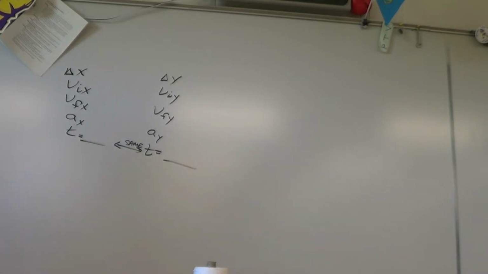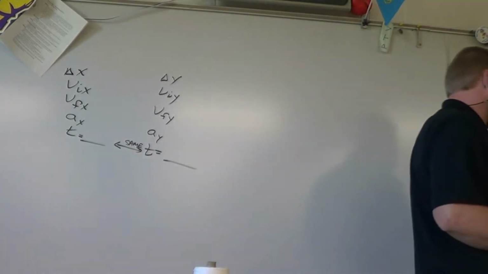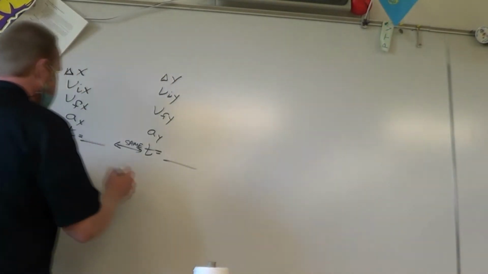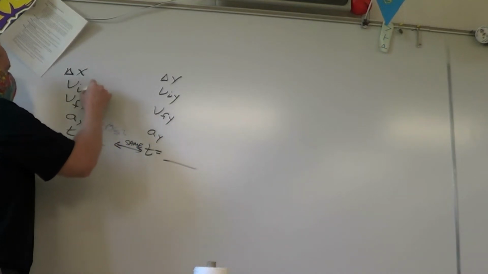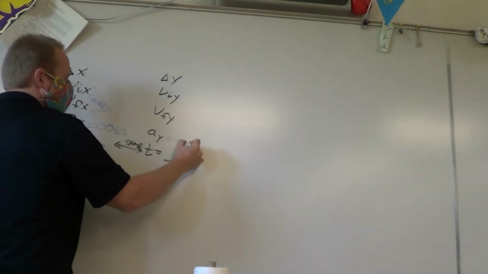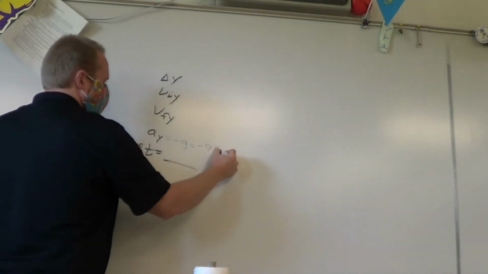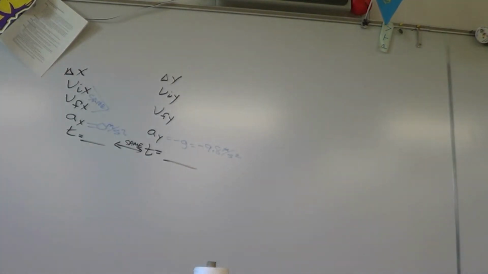The ball is moving freely through the air in 2 dimensions, therefore, blue marker, it's a projectile, which means that my ax is 0. My velocities in the x are the same, and my ay is negative g, which on Earth is negative 9.8 meters per second squared.